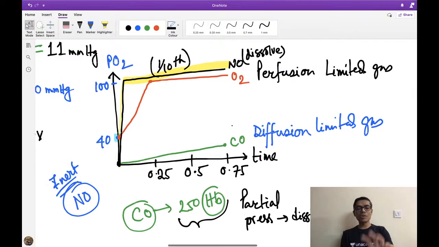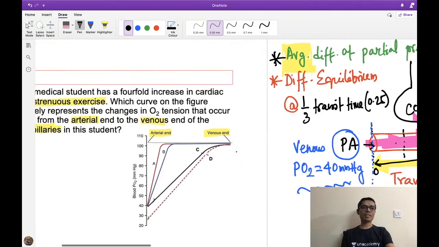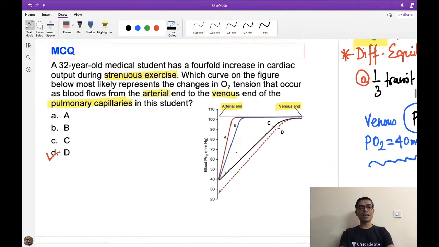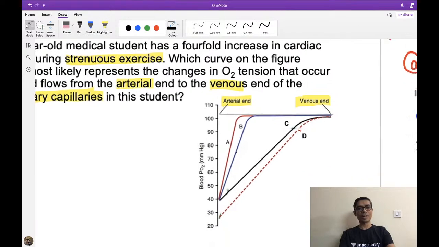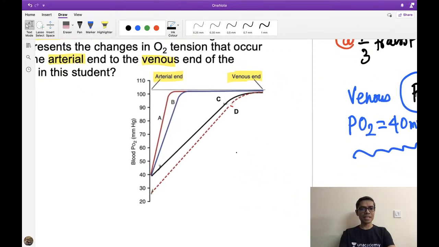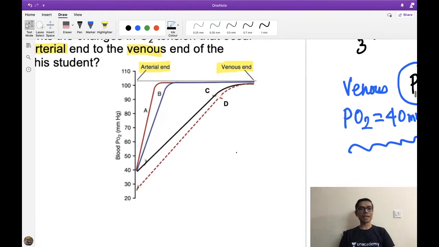Now you tell me, did you get this thing or not? This is the exact thing which is given in this curve, and in your question, right? Everybody tell me, this is the exact thing. Now I am dividing this. This is my arterial end, this is my venous end. That means this is the total transit time. So the total transit time means this is the 1/3, this is the 2/3, this is the complete transit time.